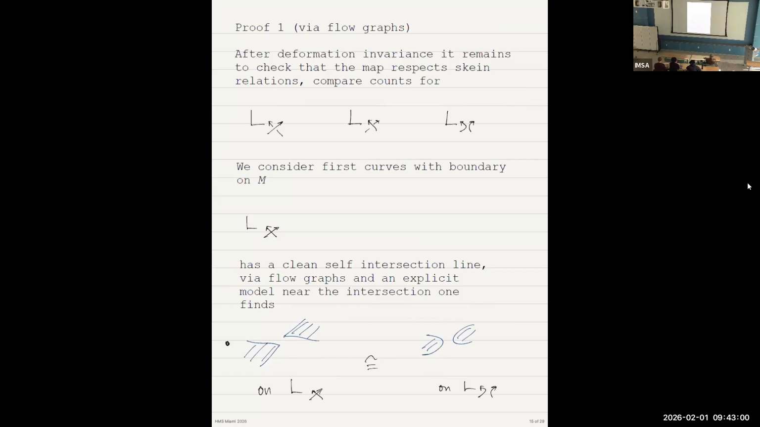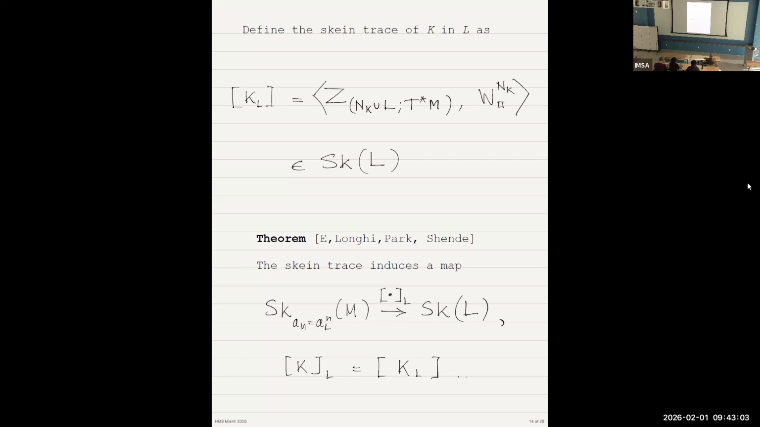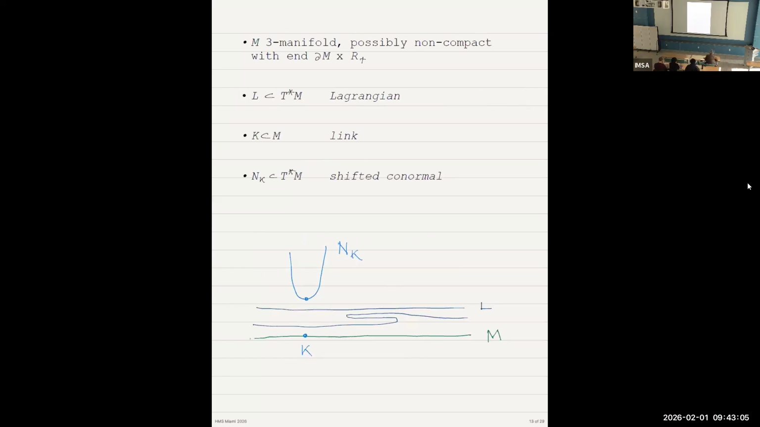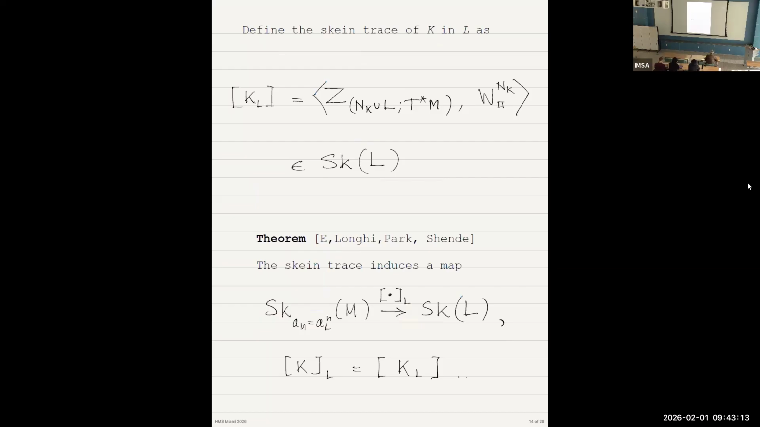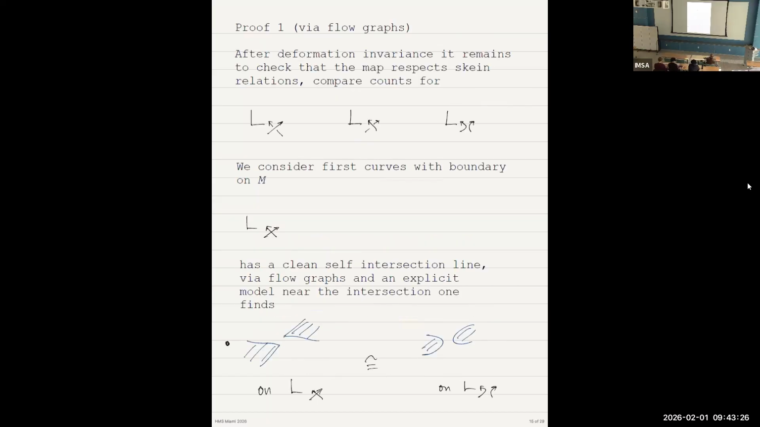Well, let me go back to this picture. So here we have this nk, and we know that if we move around this nk, this count is not going to change, right? But we would like to show in this theorem that, in fact, this map respects the Skein relation in M. And what we now have to do is check that if I take three links that are related by Skein relations, and I have three different conormals, the counts of these behave as the Skein relation.